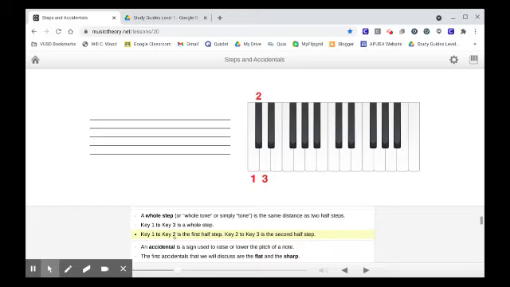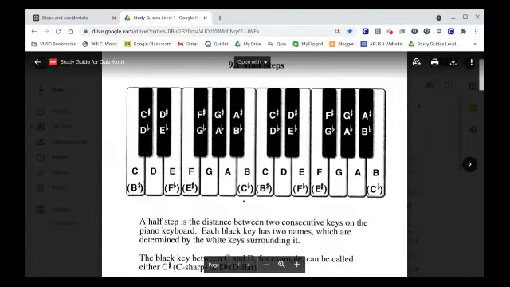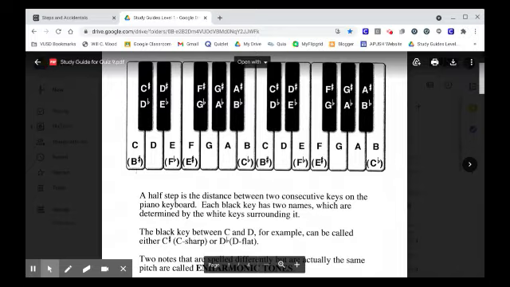So key 1 to key 2 would be a half step, and then key 2 to key 3 would be the second half step, and that would be two half steps, and so going from key 1 to 3 would be a whole step. And now we're going to go into the study guides, and this goes more in depth. So as we can see, the whole piano.